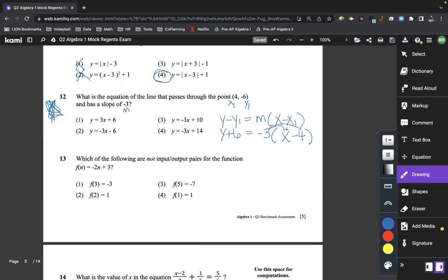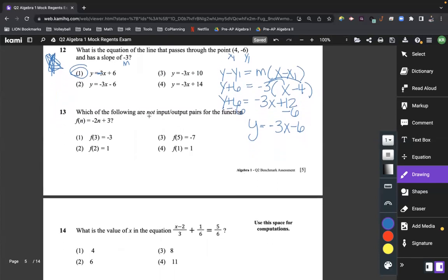Now I need to distribute. So I get y plus 6 equals -3x plus 12. Go ahead and subtract that 6 from both sides. You should have gotten y equals -3x minus 6. So I meant for it to be that, but I didn't have the negative there. So I can see how some of you guys got confused.